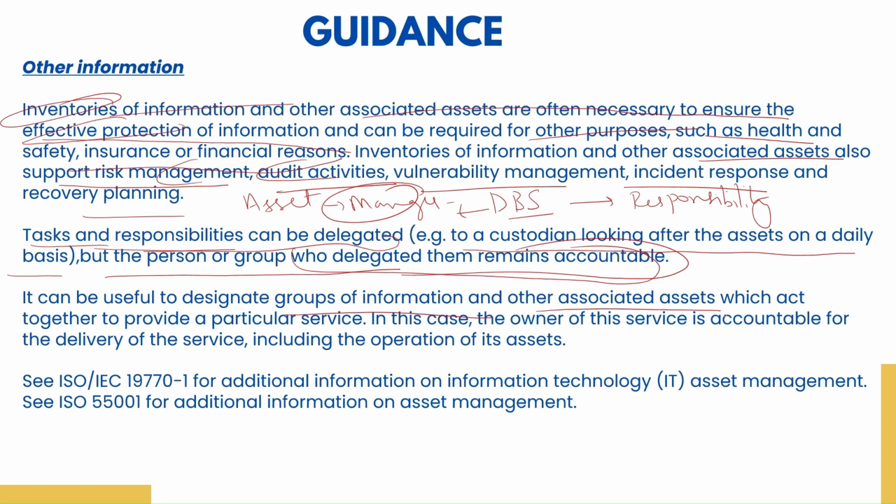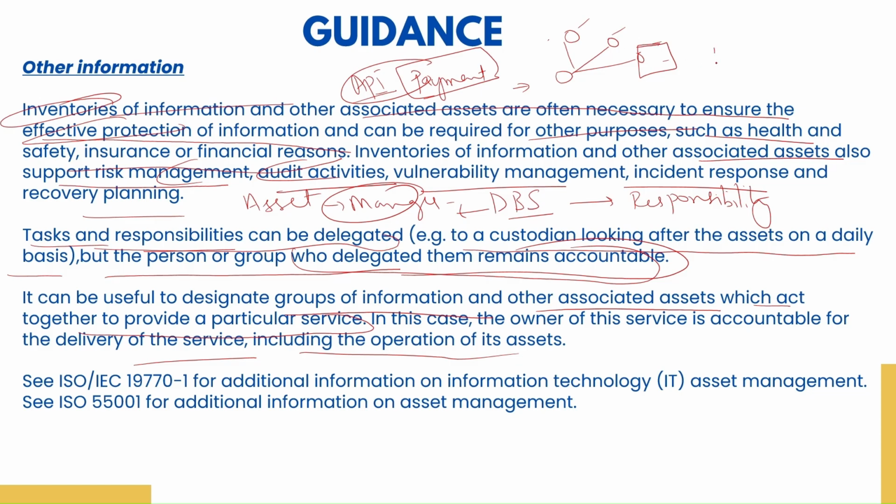It can be useful to designate groups of information and other associated assets which act together to provide a particular service. So whenever a group of assets combine together to provide one particular service, the owner of this service is accountable for the delivery of the service. So the owner will be responsible to make sure that this device is providing the service which it is decided for.